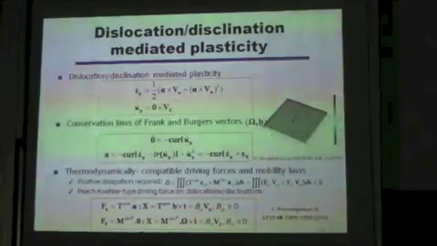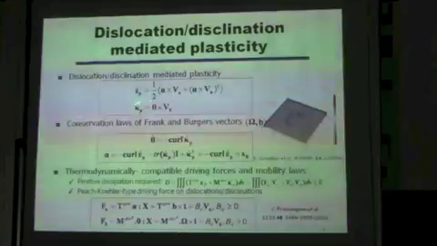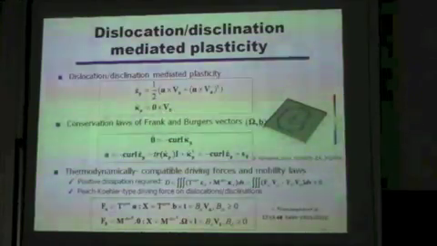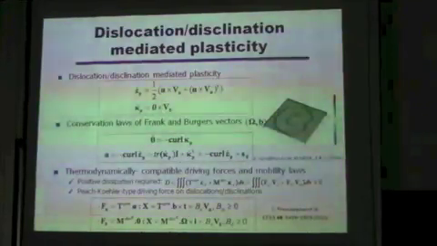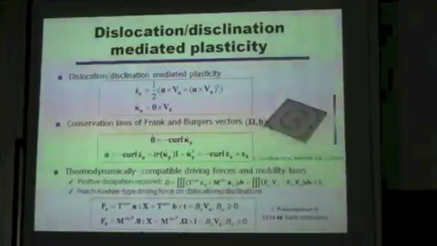There is also a plastic curvature rate, which is due to disclinations. So when you have v theta here, that means that I am considering the velocity of disclinations. V alpha is for the velocity of dislocations.